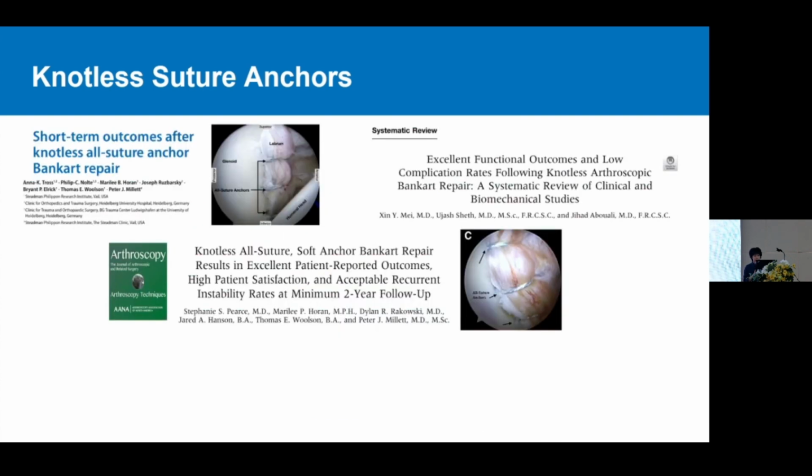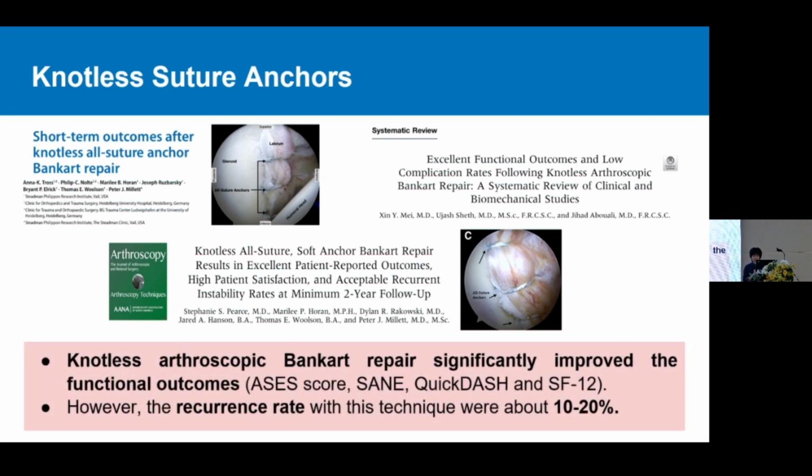There are many studies about knotless suture anchors for Bankart repair, and they report that knotless arthroscopic Bankart repair significantly improves functional outcomes such as ASES score, SANE, QuickDASH, and SF-12 score. However, the recurrent dislocation rate was about 10 to 20% in some papers.